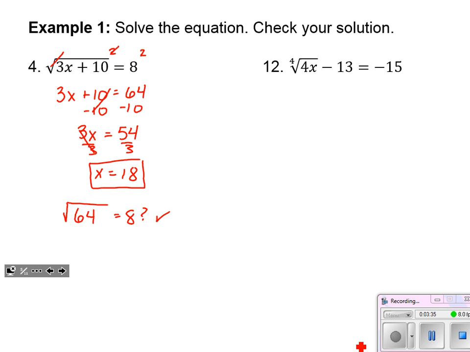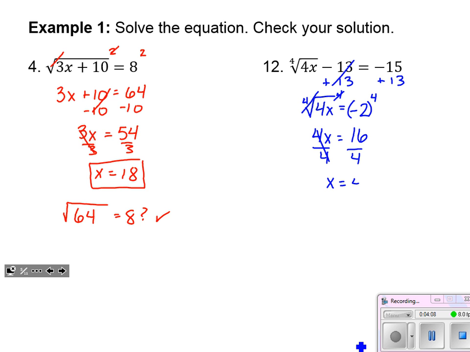Number 12, here we've got another one. This is a 4th root, but it's not isolated yet. So the first thing I want to do is add 13 to both sides. So I have the 4th root of 4x equals negative 2. Then, to undo my radical, to undo a 4th root, I would raise both sides to the 4th power. And I have 4x equaling, let's see, it's a negative to an even power. That negative is going to wash away, 16. We'll divide both sides by 4, and I find that x equals 4.